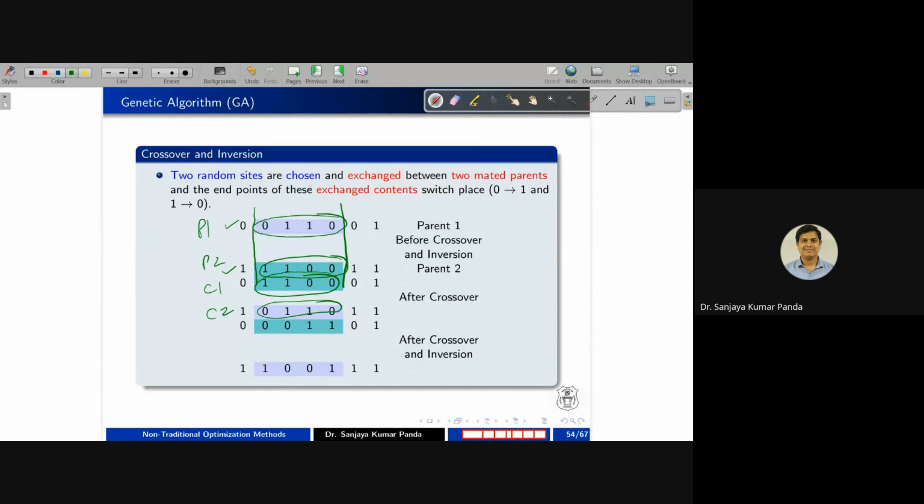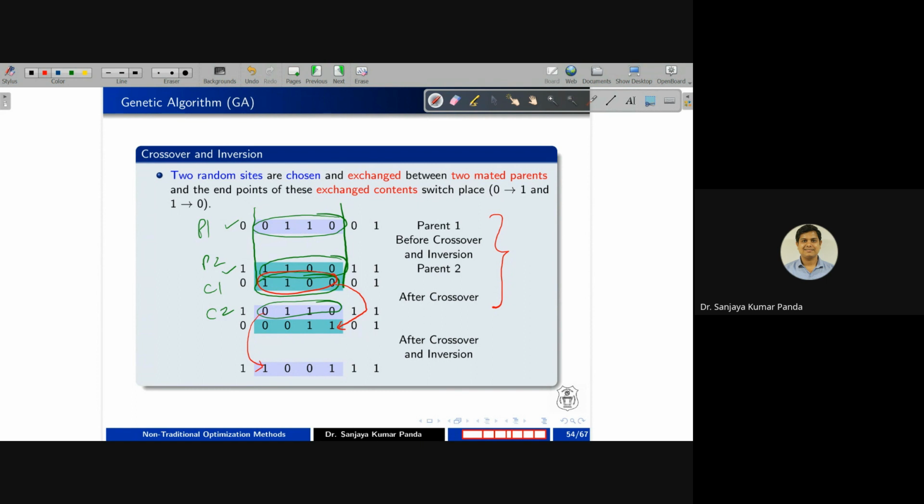Then once crossover is done, I'll go over the process of inversion. Inversion means this 1100 is going to be flipped to 0011, and 0110 is going to be flipped to 1001. So we simply do a 2-point crossover followed by inversion. We call this one crossover and inversion.